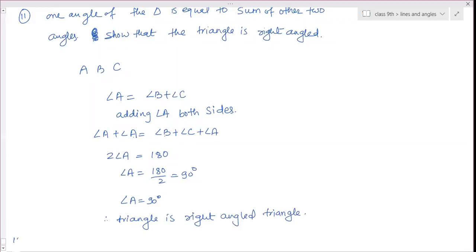Clear? Yes, ma'am. Why did we add angle A on both sides? Then only we will get the sum 180, no? Here we have B plus C. If we add A, then only we get the sum as 180. We are doing the calculation just like in linear equations. Remember this method because we use it in many places in the other chapters also, the remaining triangle chapter and quadrilaterals.